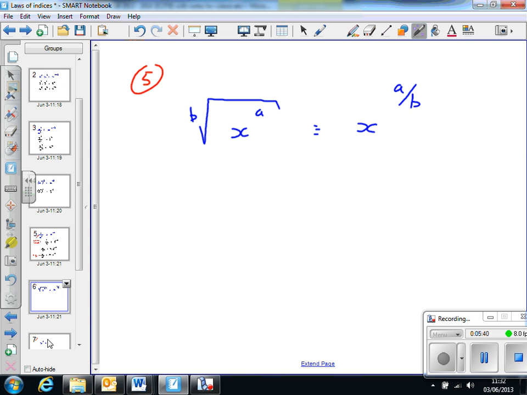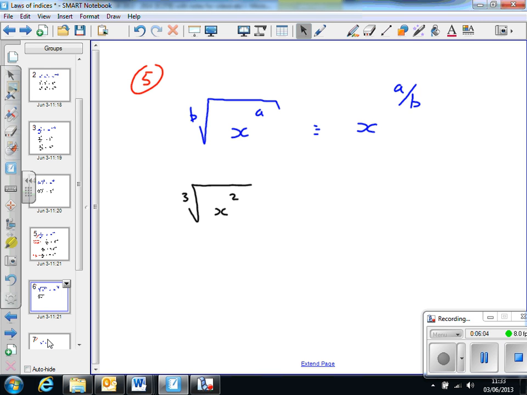The fifth law of indices is to do with roots. So I've got the bth root of x to the a. For example, the cube root of x squared. Again, I need to be able to use these to differentiate things like this. So the fourth rule and the fifth rule are very important when it comes to calculus.